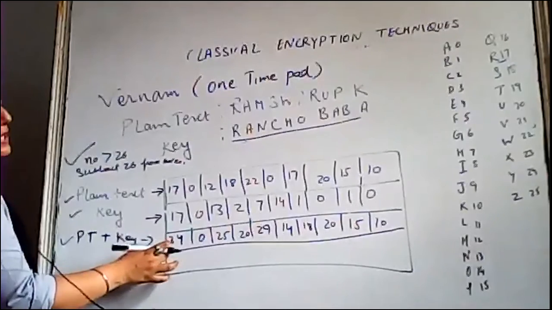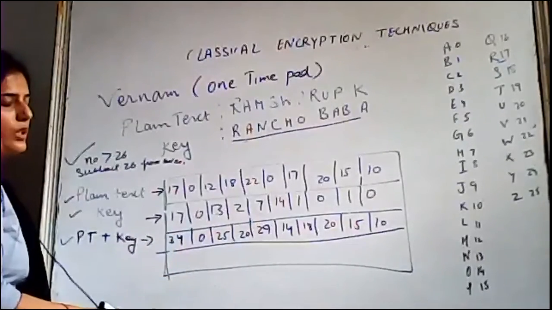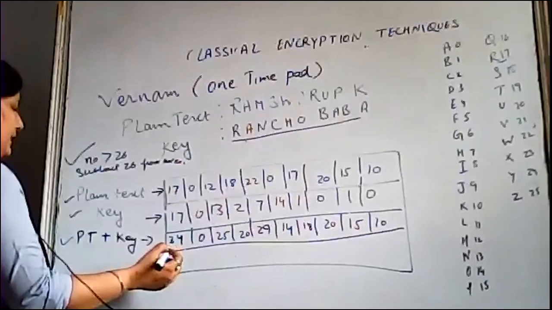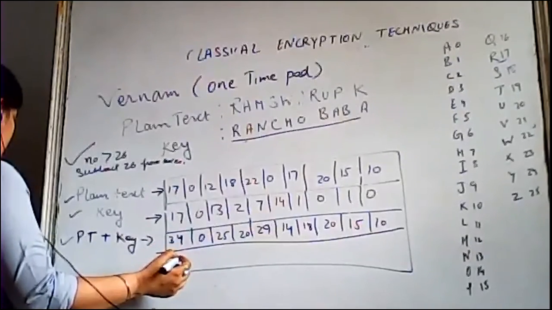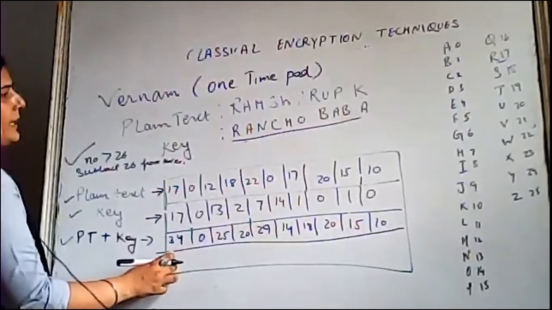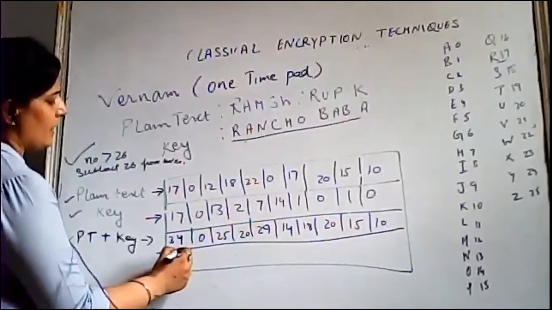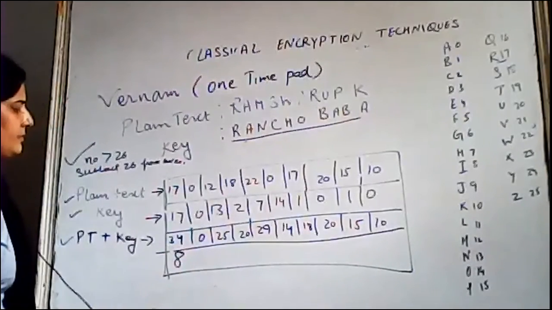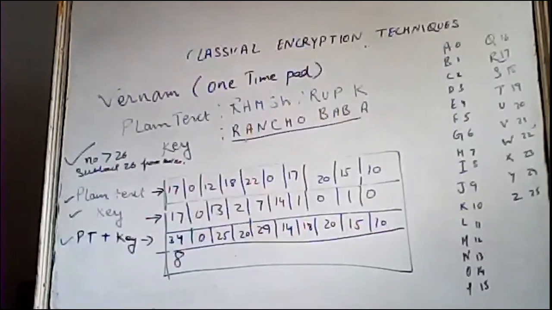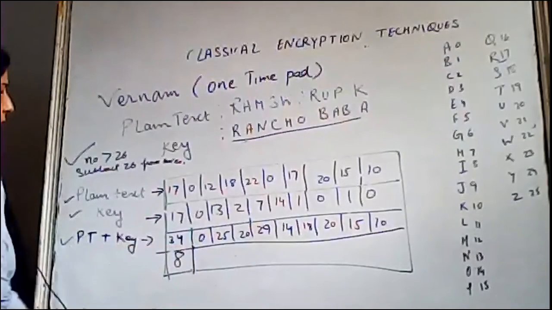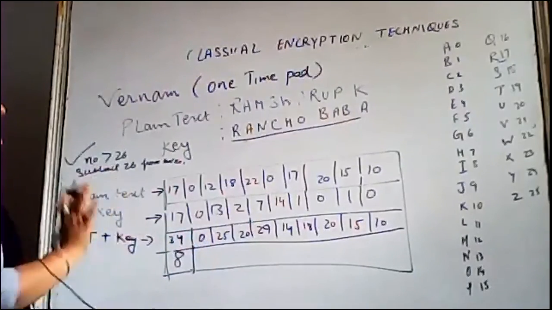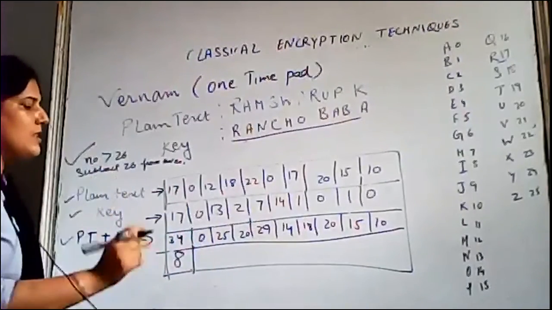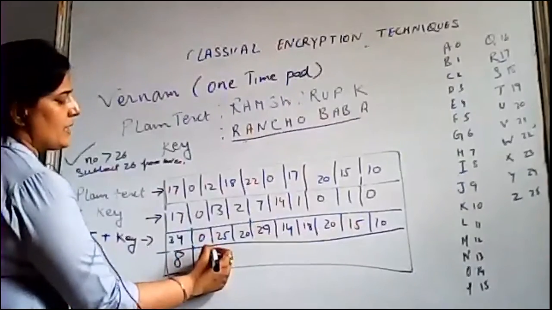You have to subtract 26 from 34. So what number will you get in this particular case? That is 8. Rest of the numbers will remain the same. Any number that is less than 26 will remain the same. So 0 will remain 0 only.